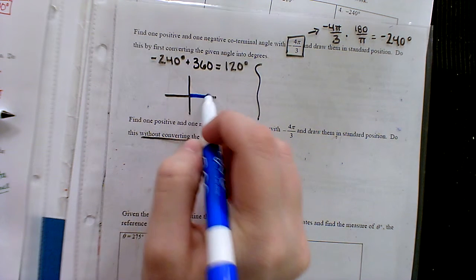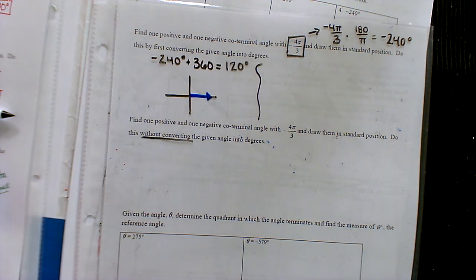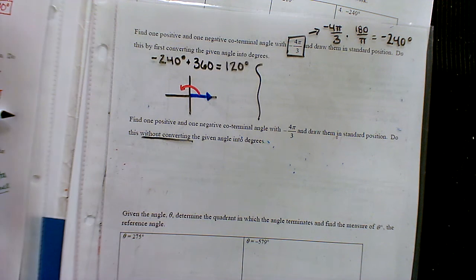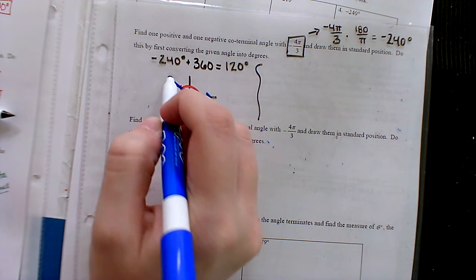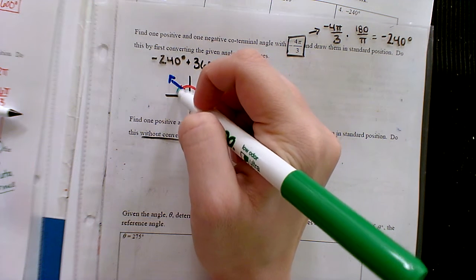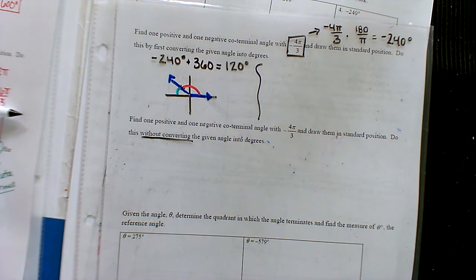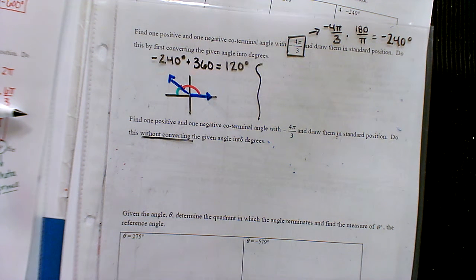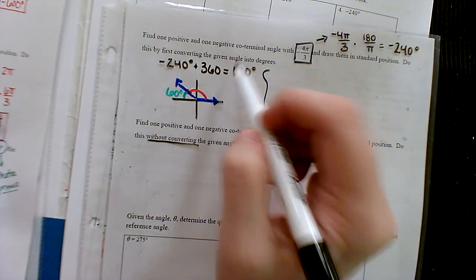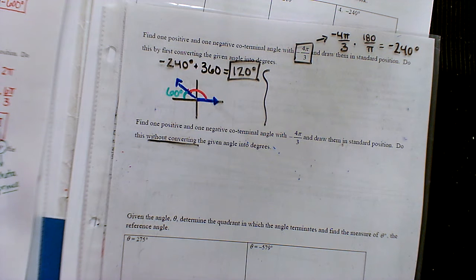So let's see if we can draw that in our standard position. We'll start with the initial side on the positive x-axis. And 120 degrees would bring us into the second quadrant. So we'll draw the terminal side. Can we figure out the reference angle, how far we are to the closest x-axis? That would be this little angle right there. It would be 60 degrees. Perfect. All right, so there's one positive coterminal angle to negative 240.